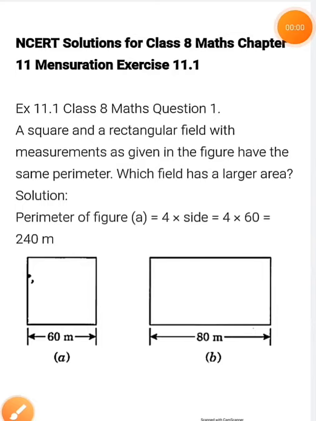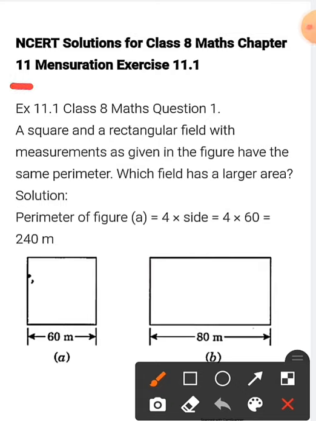Hello students, now we will see exercise 11.1 of chapter 11 mensuration. This chapter we have already discussed through our live teaching online classes. Now we will see the sums based on this chapter, exercise 11.1.